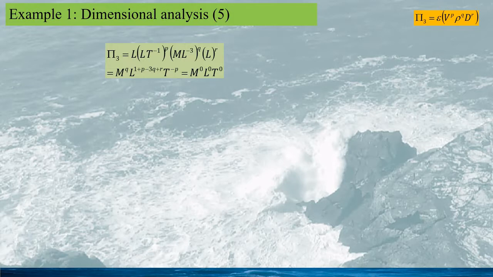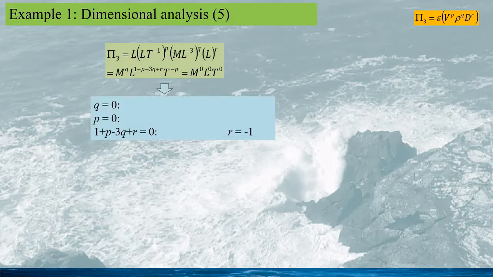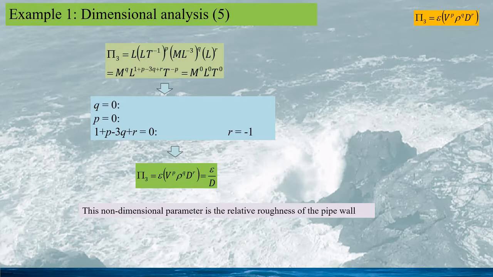The third non-dimensional parameter is constructed with the pipe wall roughness epsilon and the three constructing variables. Using dimensional analysis, we can get the equations like this, and solving the equations, we can easily get p equals 0, q equals 0, and r equals minus 1. Thus, we have the non-dimensional parameter pi3. This non-dimensional parameter is called relative roughness.